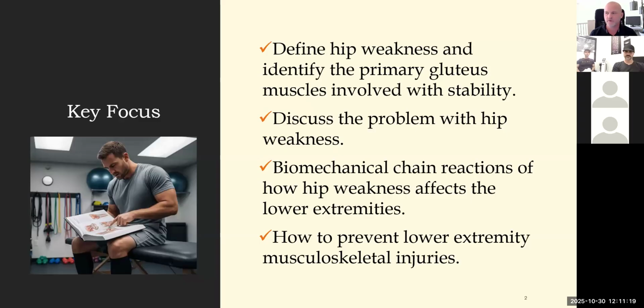All right, so just some things we're going to be going over. We're going to be talking about hip weakness and what primary glutes or muscles are used in the hip girdle area that are related to stability. Also, we're going to discuss the hip problems caused by weakness, and some biomechanical chain reactions of how that hip weakness affects other parts of the body, and then also how to prevent those. That's obviously what we're really trying to get to: what the issue is and how to take care of it.